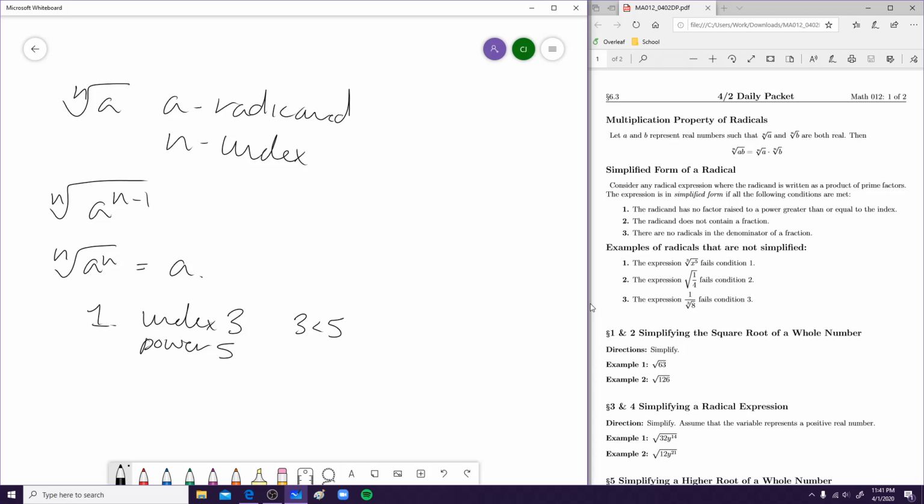The second one, the expression the square root of 1/4, fails condition 2 because it has a fraction. How would we fix it? We would use that property from yesterday. The square root of 1/4 is the square root of 1 over the square root of 4, and then we would make it 1/2. And the very last example, the expression 1 over the cube root of 8, fails condition 3 because there's a radical in the denominator. We'll talk about that later.